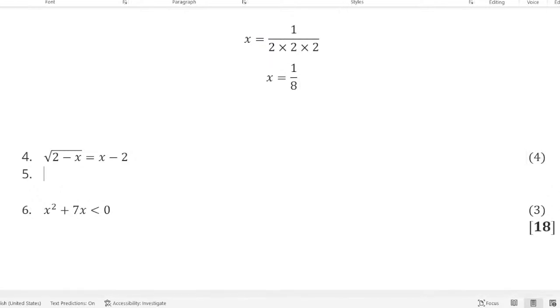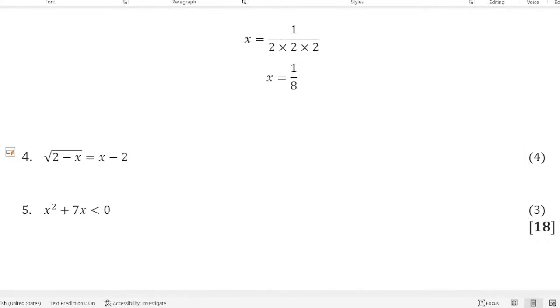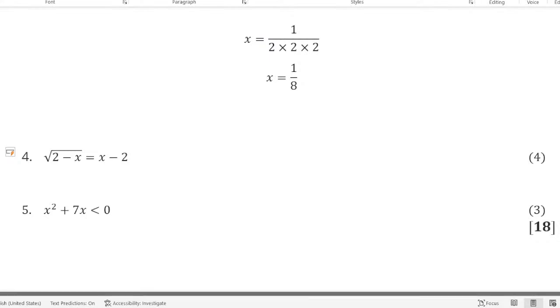So now we're on number 4. Number 4 is made up of 4 marks. Remember, for number 4 we have this square root sign. On the left hand side we have a square root sign that covers everything, and on the right hand side we just have 2 terms. We have the first term, which is x, and the second term, which is negative 2.